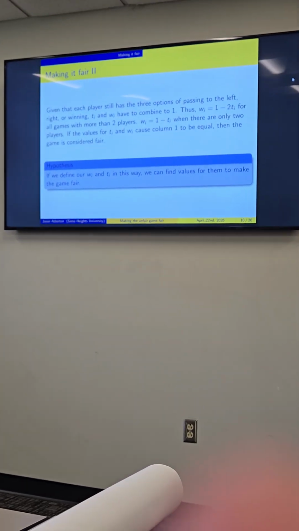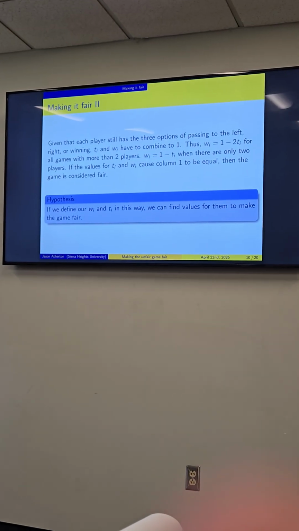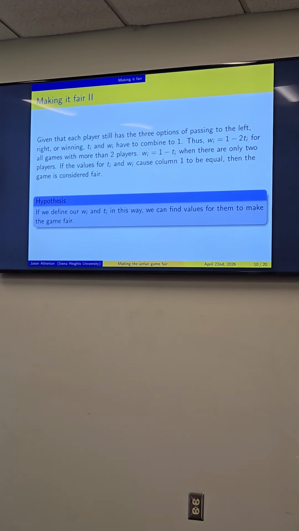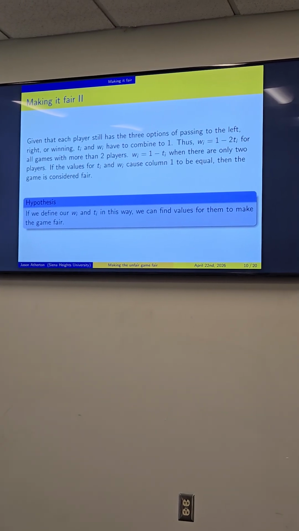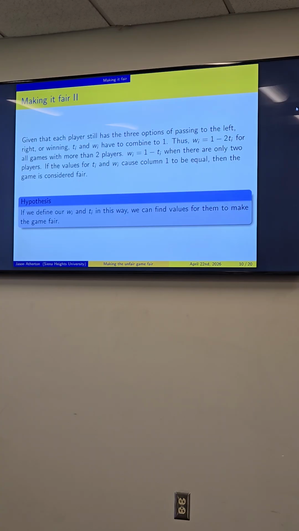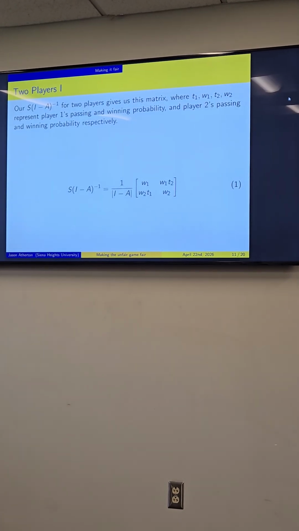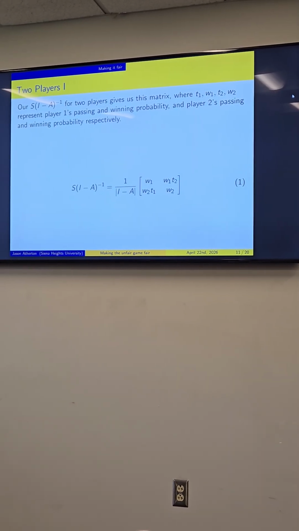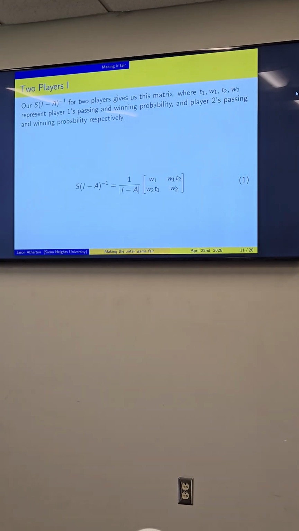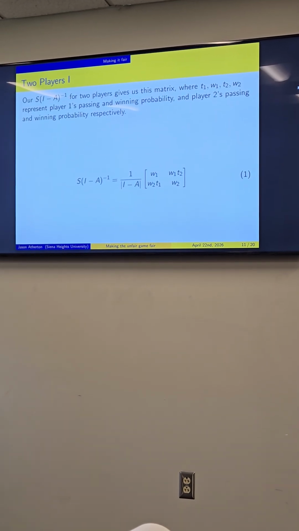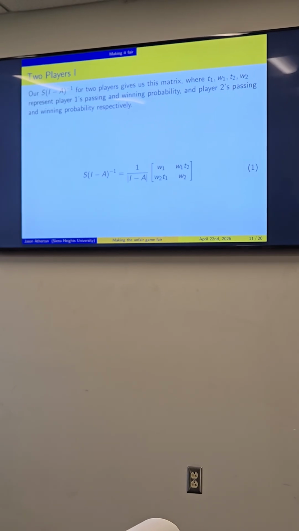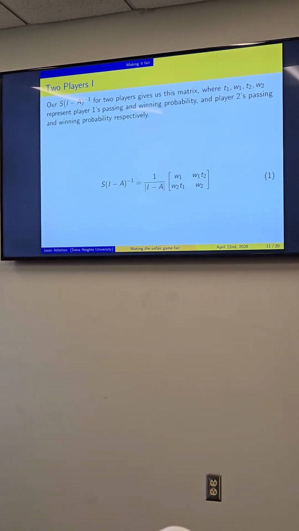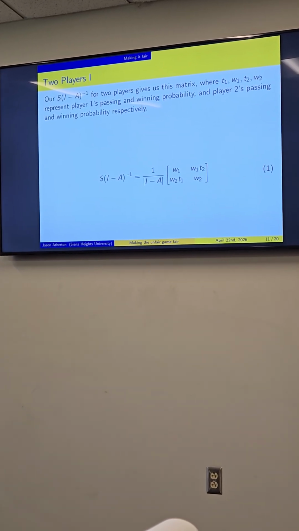Using this idea, we came up with the hypothesis that if we define our Wi and Ti in this way, we can find values for them to make the games fair overall. So, for our 2-player game, skipping forward a lot to save some headache, we end up with this matrix here for each column and each row, where we only really want to take column 1, because that's the one we want fair, because that's the one that player 1 starts with.